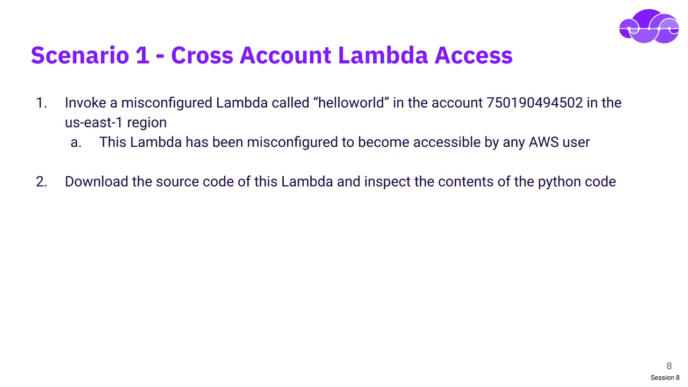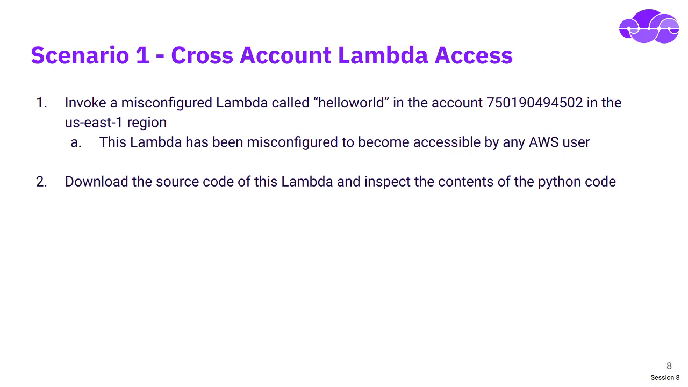Okay, so the question for you folks is, this is the hands-on video where you're going to try and find out the ARN of the Lambda. It was there on screen. Yeah, we were not paying attention. But there is a Lambda called Hello World in this particular account in the US East 1 region, right? This Lambda has been misconfigured to become accessible by any AWS user, right? So your first task is to invoke this Lambda, right?